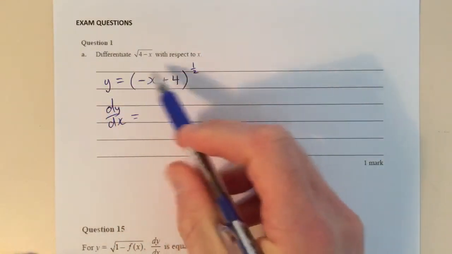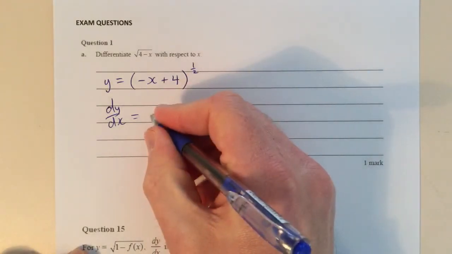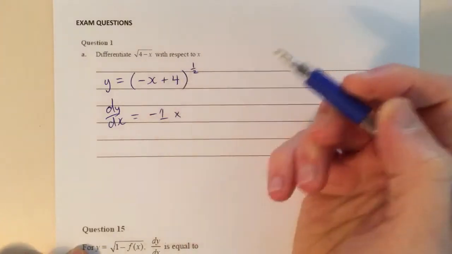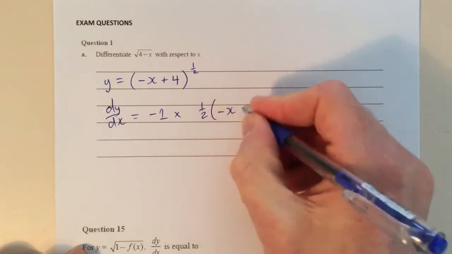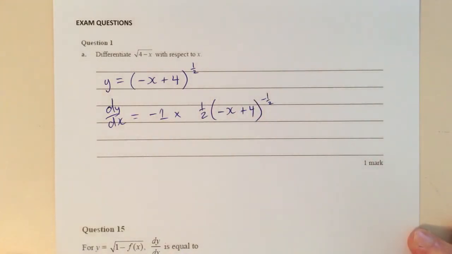So, chain rule, differentiate inside the bracket. So the derivative of what's inside the bracket is negative 1, times differentiate outside the bracket. So multiply by the power, subtract 1 from the power. Okay, so there's our derivative, and our final job is really just to tidy that up a little bit.